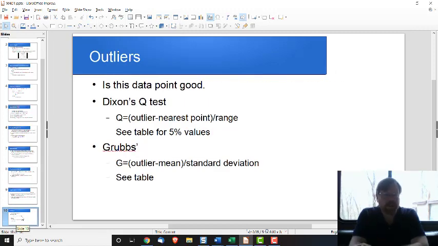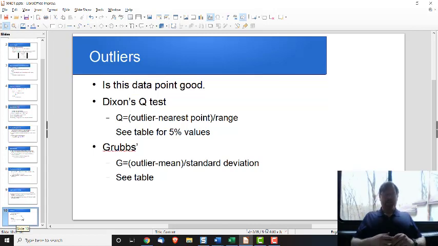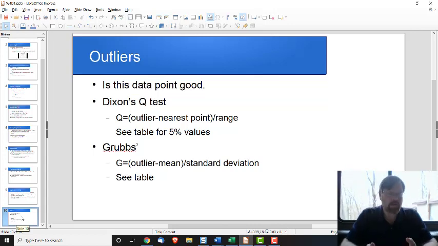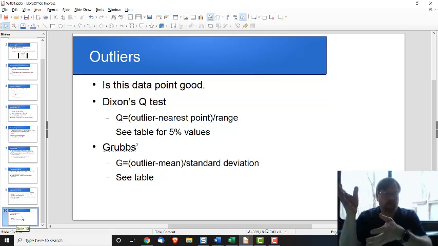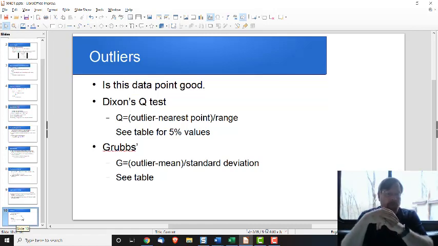The last thing to talk about for data analysis is outliers. Is this data point good? There's a couple of common methods they go over in the book. Dixon's Q-test: you take the outlier, you subtract the value for the nearest point to it, and divide by the range. And then there's tables you can look at to see where that cutoff value is. Again, it's a 95% or 5% chance, depending on which way you're looking at it, that's the cutoff.